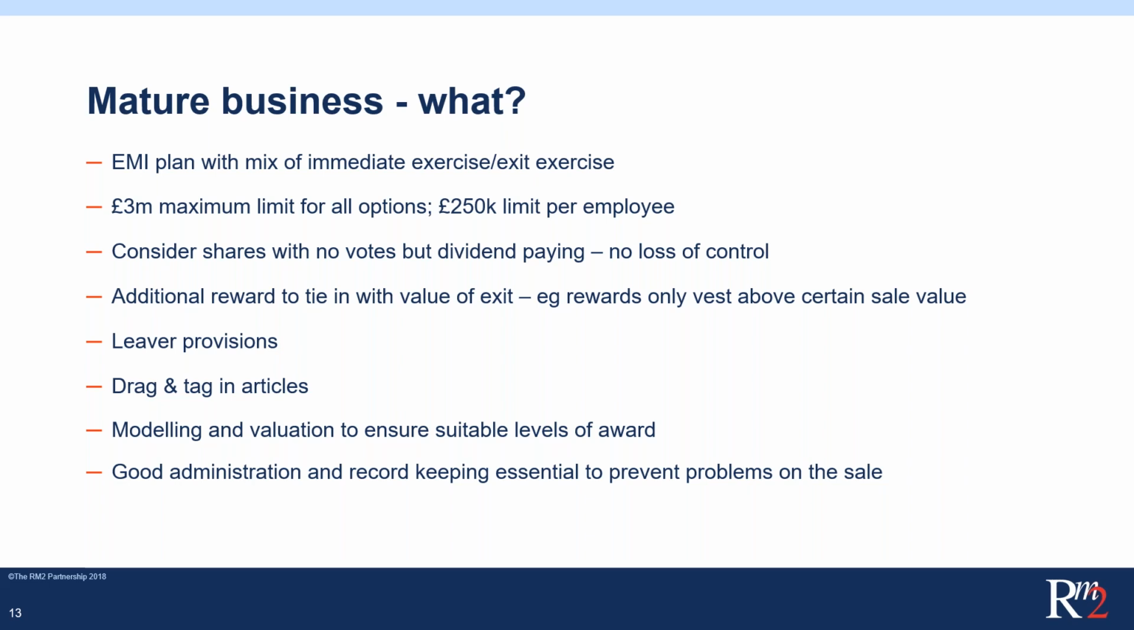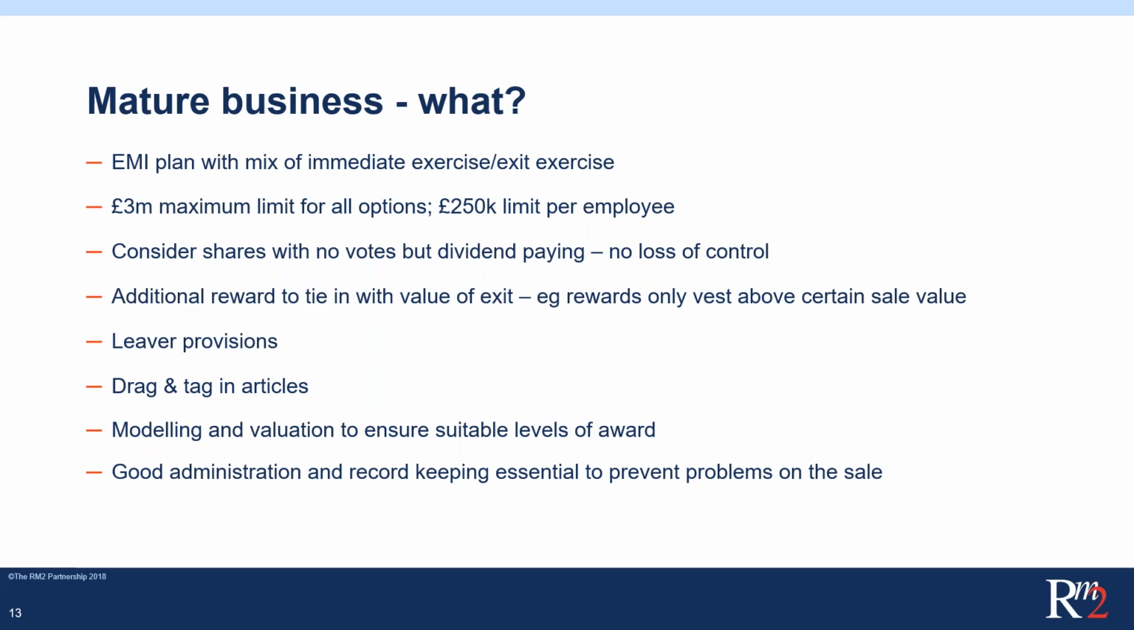So the exercise price should typically be a lot lower than what the company shares would fetch if they were sold to an acquirer in a sale situation 3, 4 or 5 years' time. Alternatively, you could set the exercise price for these EMI options at a nominal value, a penny per share or whatever.